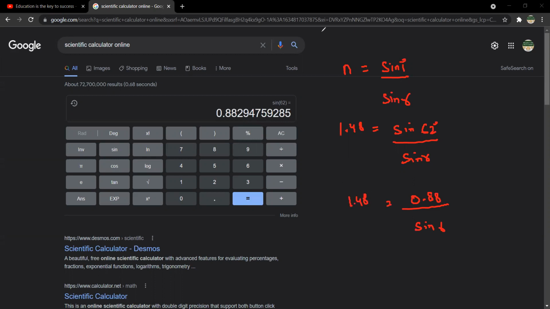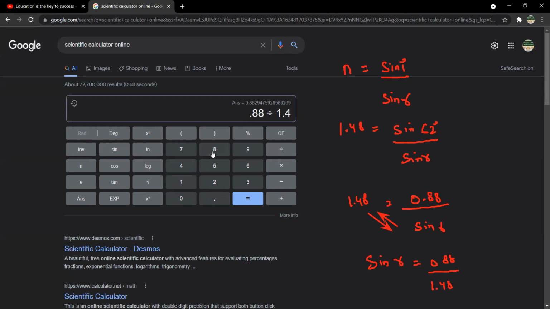Then we need sine R, so we cross multiply. Sine R will move to the numerator and 1.48 will come down to the denominator. So sine R will be equal to 0.88 divided by 1.48. That will give 0.59. So this ratio is 0.59, which means the value of sine R is equal to 0.59.